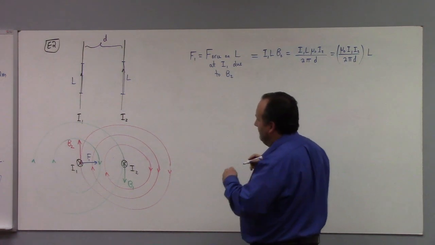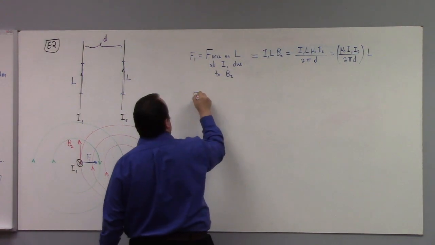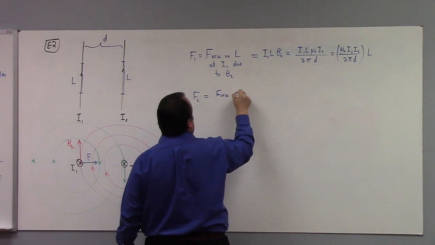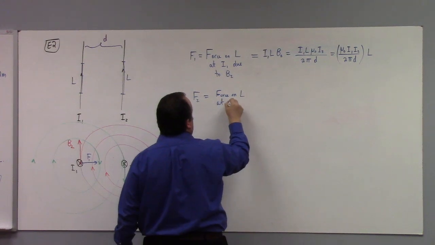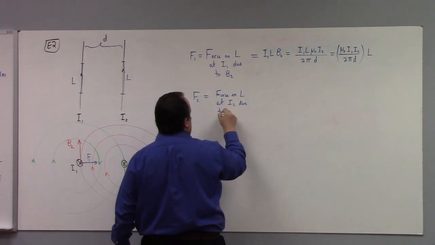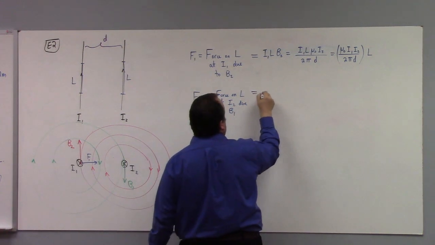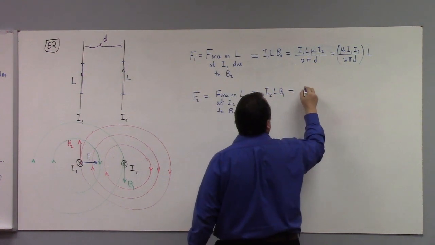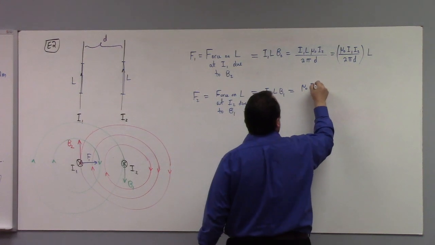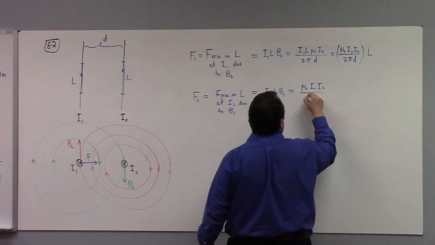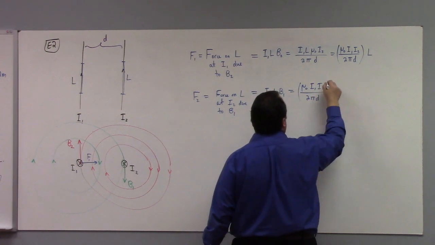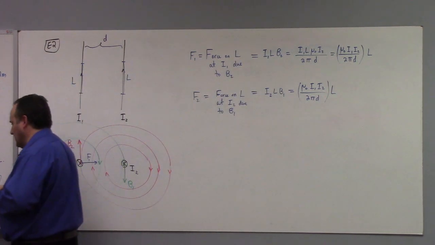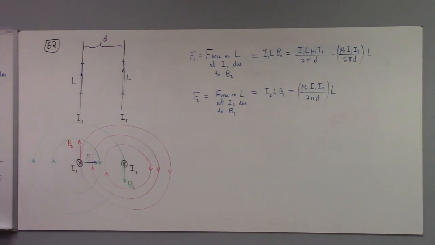All right. But likewise, what's F2? The force on L at I2 due to B1. So it's the same calculation with 1 and 2 flipped around, and it works out to mu naught I1 I2 divided by 2 pi d times L. Of course they're equal. But what's the difference? There is a significant difference.